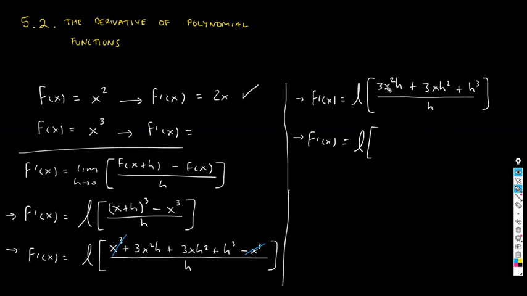So let's do it. 3x squared times h over h, I'm going to get simply 3x squared, right? And then 3x h squared over h, I'm going to get 3xh, right? And finally, h to the cube over h, I'm going to get h squared. We close the brackets. And now for the final step.